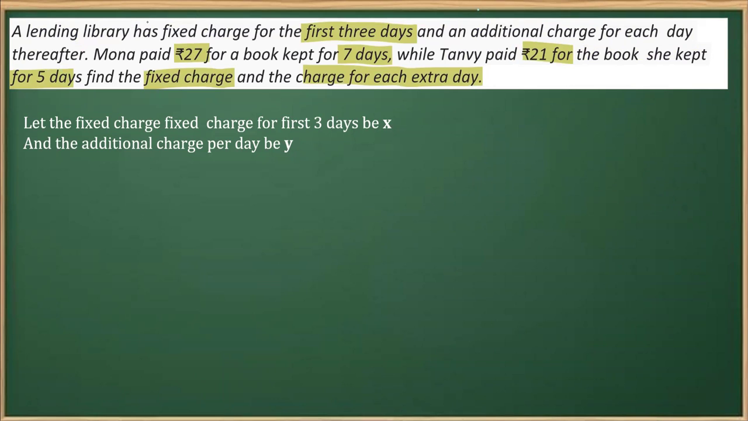So you can see I've already written the first two statements, where the charge for the first 3 days I've taken as X and the additional charge per day is Y. Now, for the first case, how will the amount that she will pay be calculated? First, she will pay the fixed charge for the first 3 days. Since she is keeping the book for 7 days, but rupees X is paid for the first 3 days, she has to pay the additional charge for 4 days and not for 7 days.